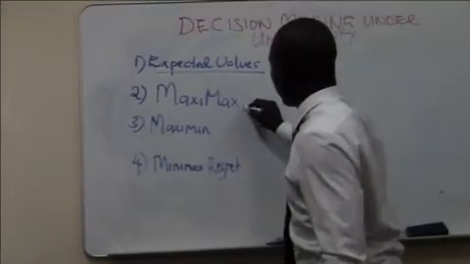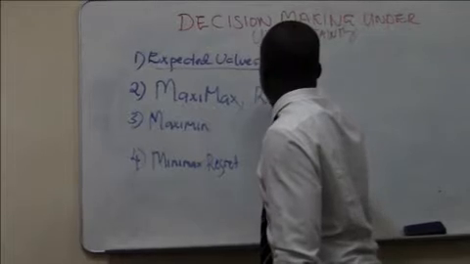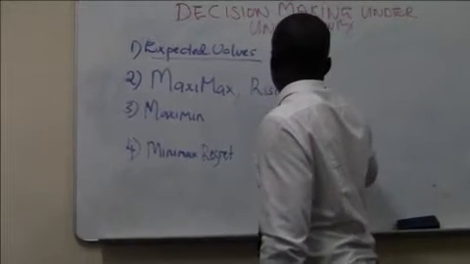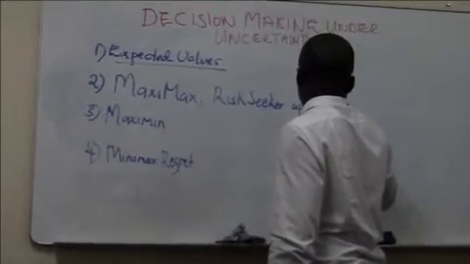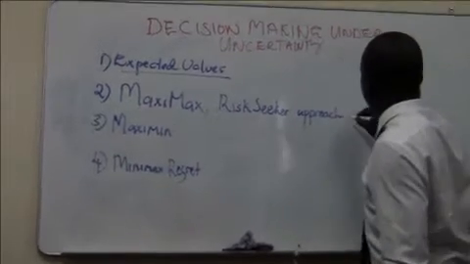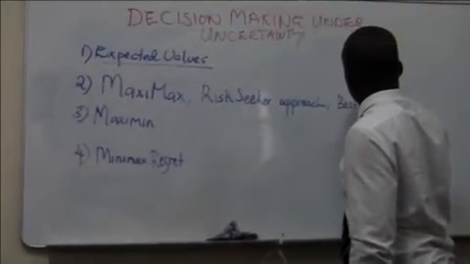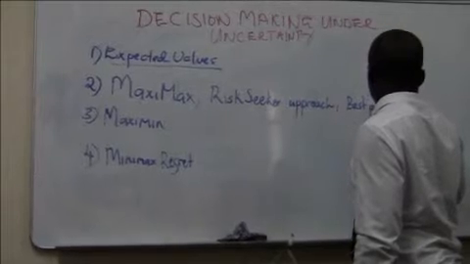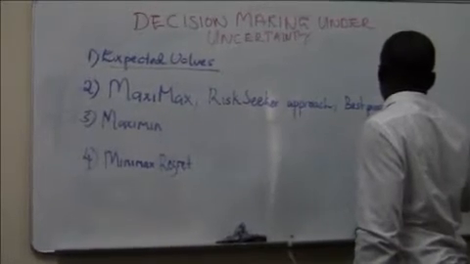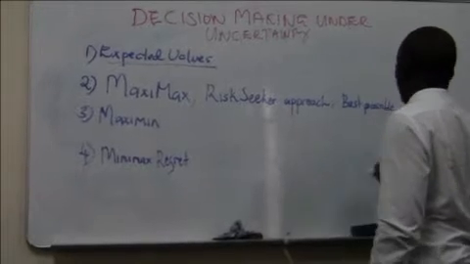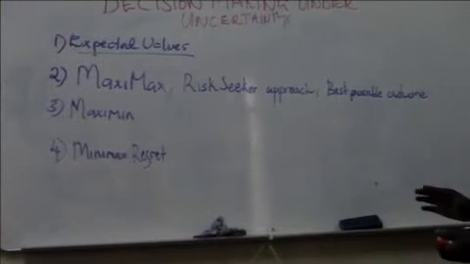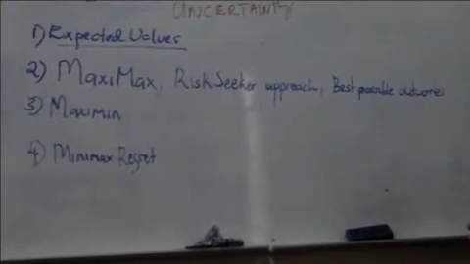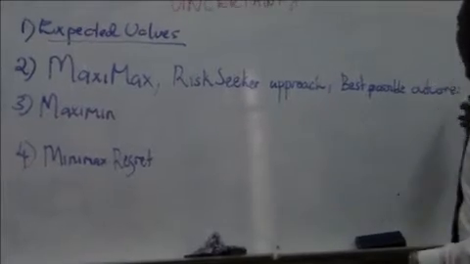The maximax approach is simply, you're looking at somebody who's a risk seeker. It's a risk seeker approach, and you're looking at the best possible outcome. In simple terms, when you're looking at maximax, you're looking at the best of the best. When you have a range of outcomes, with maximax you're going to select the best of the best. And the way I remember it, it's the best of the best.